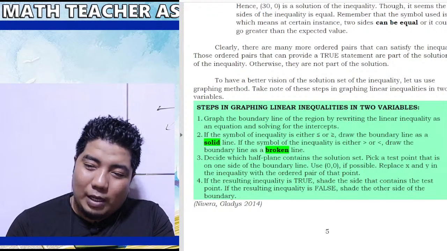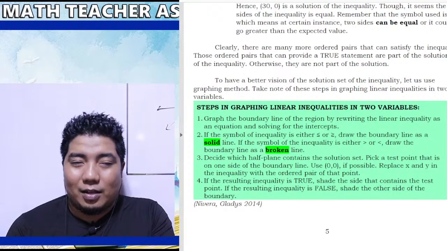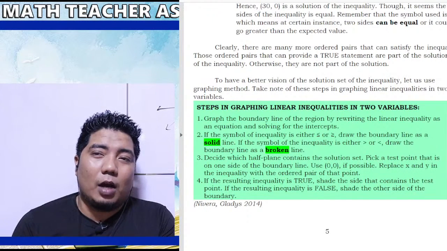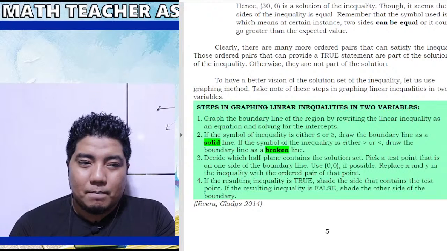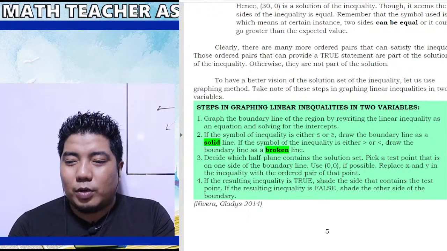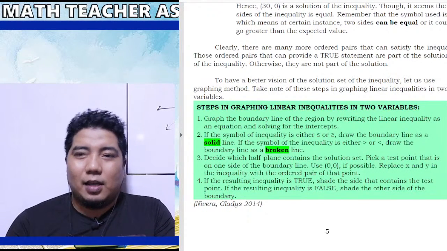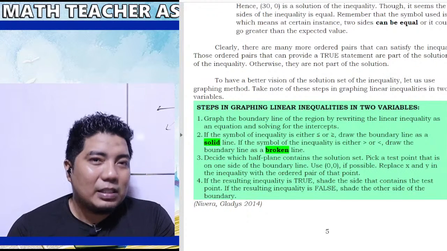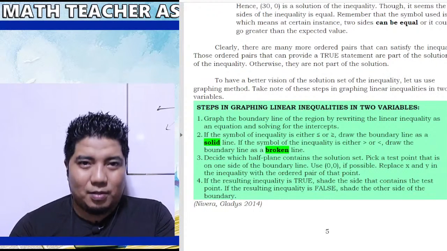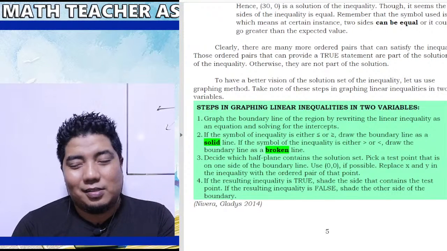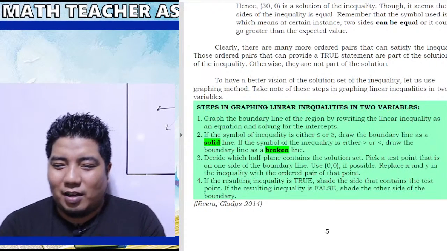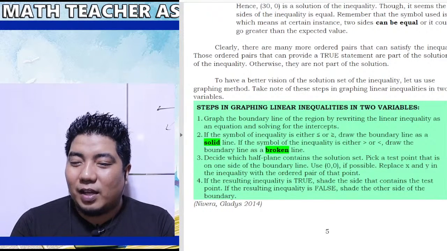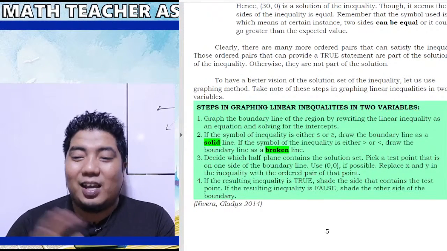Normally, kapag hindi part si (0, 0) or hindi part ang origin sa boundary line, then you can use the (0, 0) as its test point. Kapag ang (0, 0) ay nakasatisfy sa inequality, then you shade it. But otherwise, doon ka sa kabila mag-shade. If the resulting inequality is true, shade that side. If the resulting inequality is false, then shade the other side.